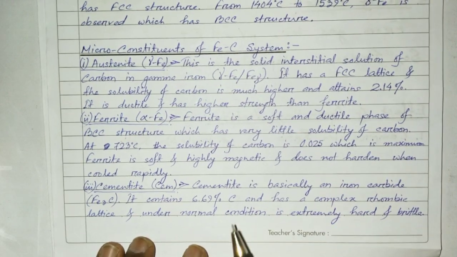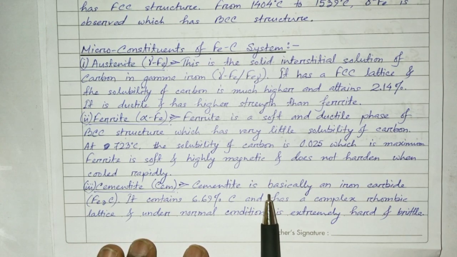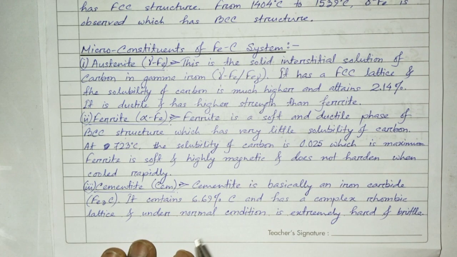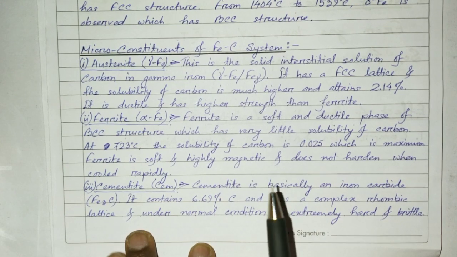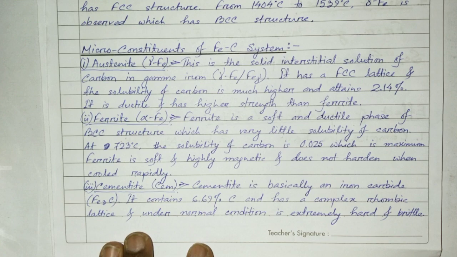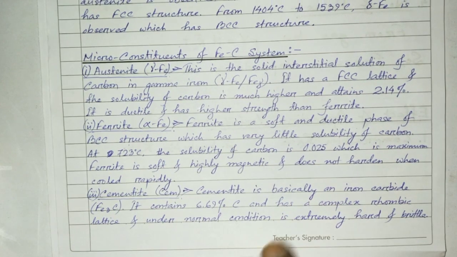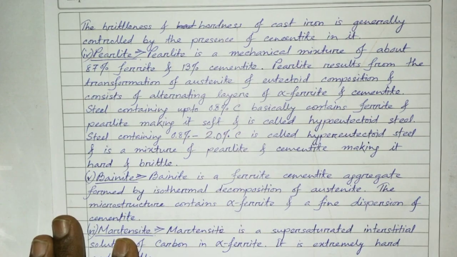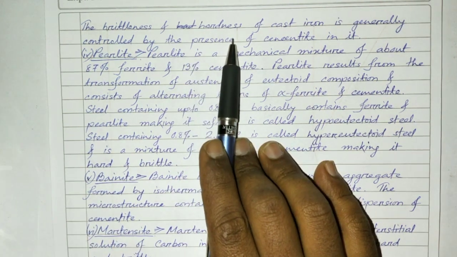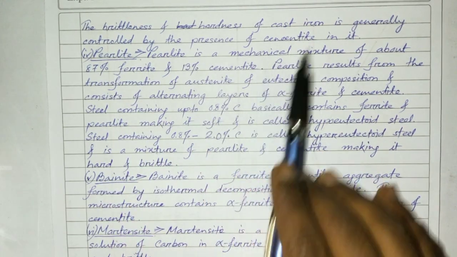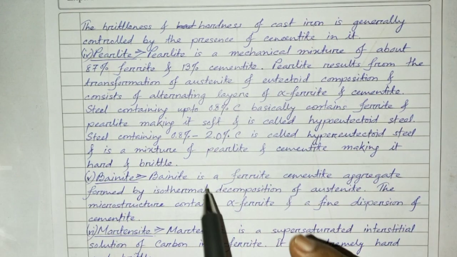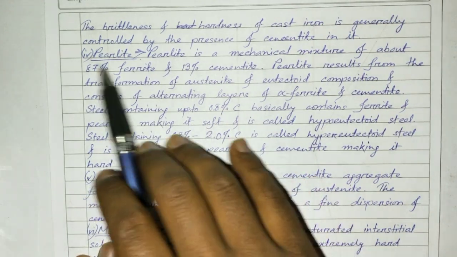Now, let's come to cementite. Cementite is nothing but iron carbide. It contains around 6.69% of carbon and has a complex rhombic lattice, and under normal conditions is extremely hard and brittle. Generally, when the carbon content increases, we will see the formation of cementite from the phase diagram. And in case of cast iron, the brittleness and hardness of the cast iron is generally controlled by the presence of cementite.